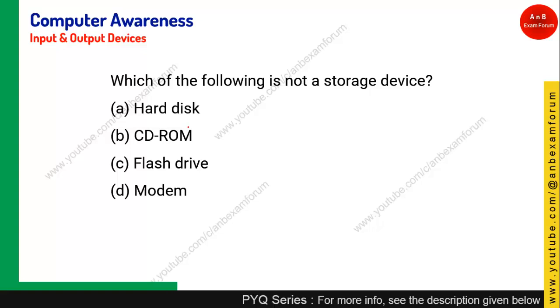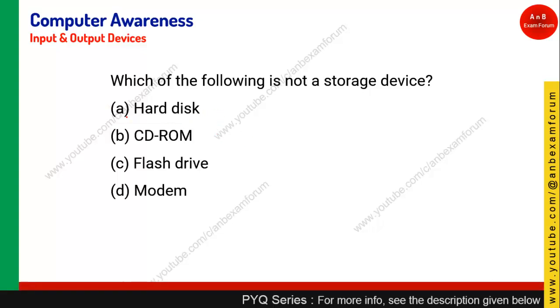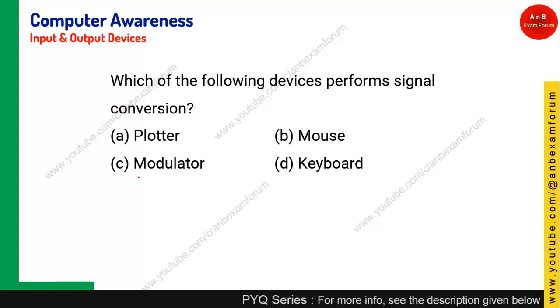Coming to the next question, which of the following is not a storage device? This is not related to input output devices anyhow. As you know, hard disk is a storage device, CD-ROM is a storage device, flash drive is a storage device, whereas modem is not a storage device. So option D is the right answer.